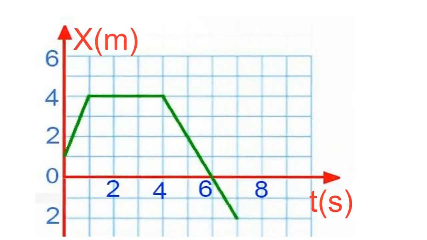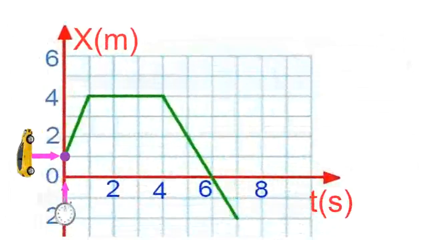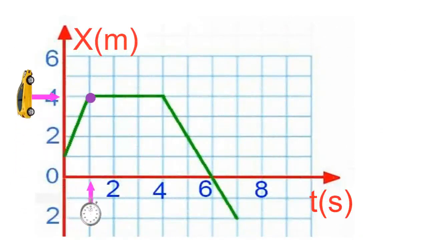E. What is the displacement of the moving object in the first 4 seconds? Answer to E. The object was at a distance of 1 meter at moment 0. And at moment 4, it is 4 meters away from the origin of the coordinates. So it has been displaced 3 meters.